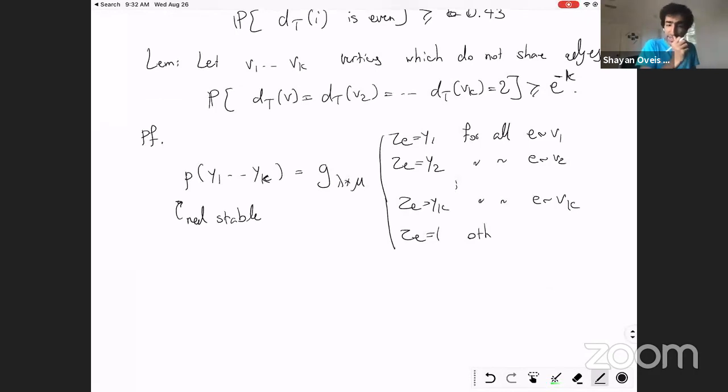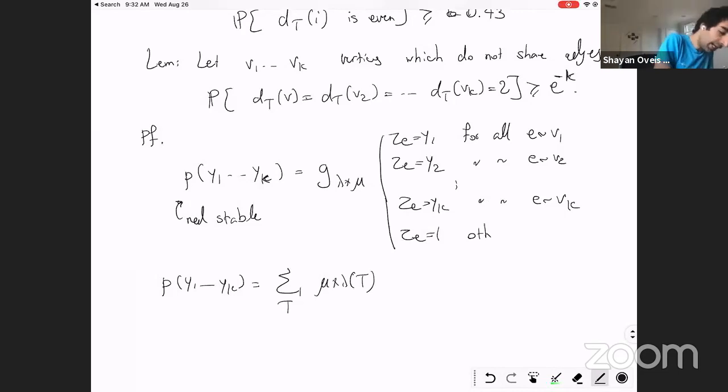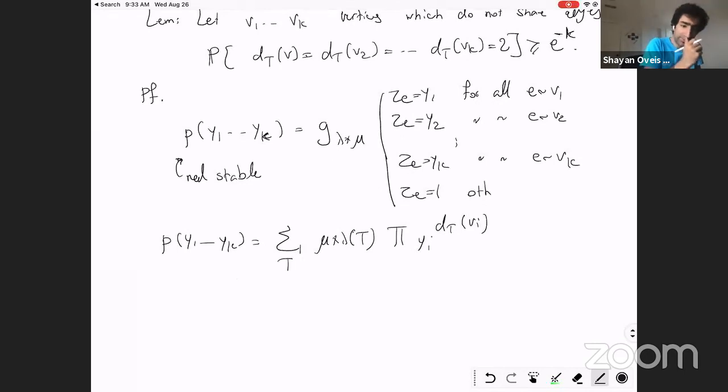Now, another way to write down p: I can write p of y_1 up to y_k as the summation over all spanning trees T of mu star lambda, the probability of this tree T, times the product of y_i raised to the degree of v_i in T. So for every tree, you raise y_i to the degree of the vertex v_i in the spanning tree.